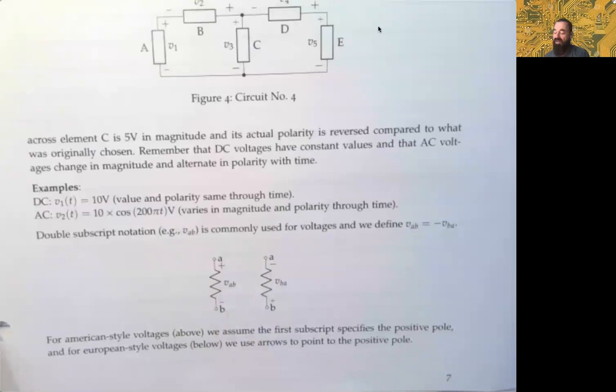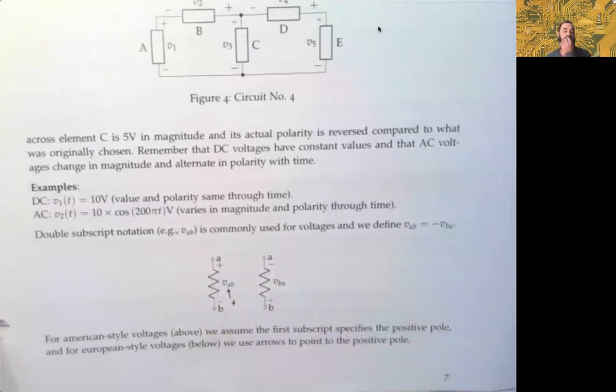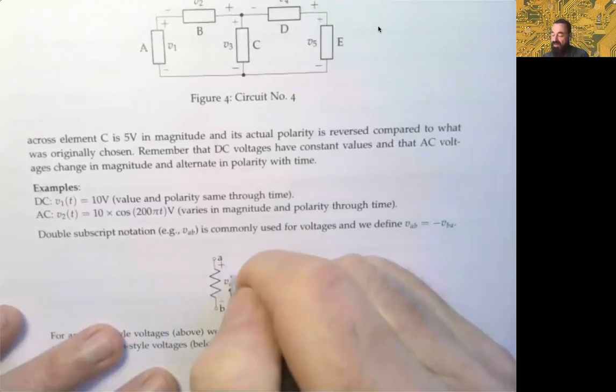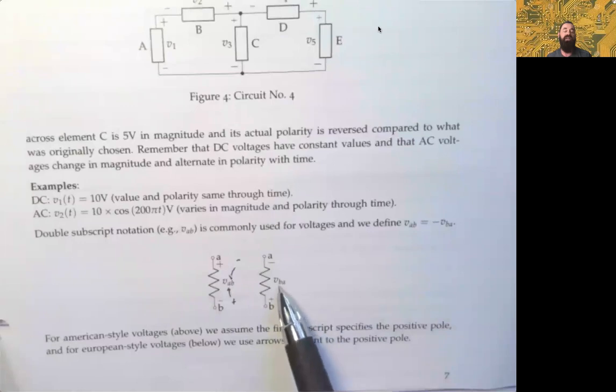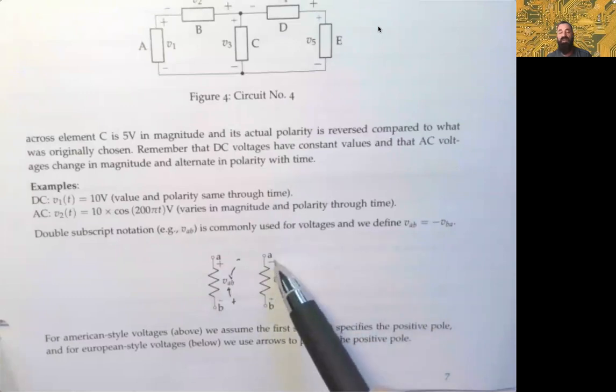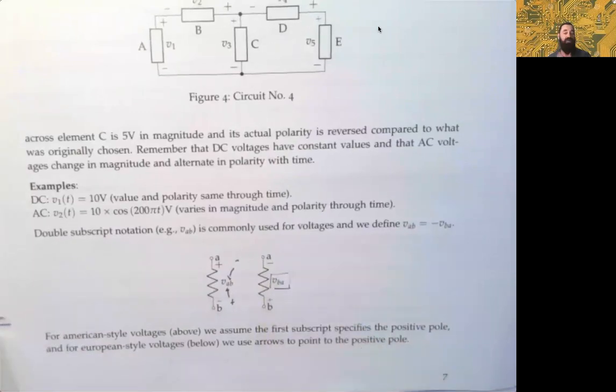Another way to think about it is the first subscript matches the positive polarity, and the second one matches the negative. So clearly, if we index it VBA, then we automatically are saying that B must be the positive pole and A must be the negative one. So it just means that you wouldn't have to put plus and minus deliberately if you knew what the indexing was.